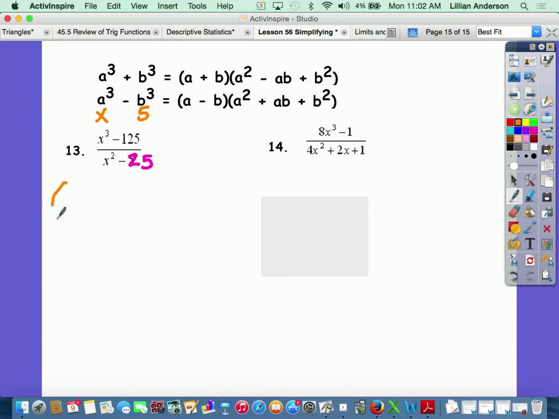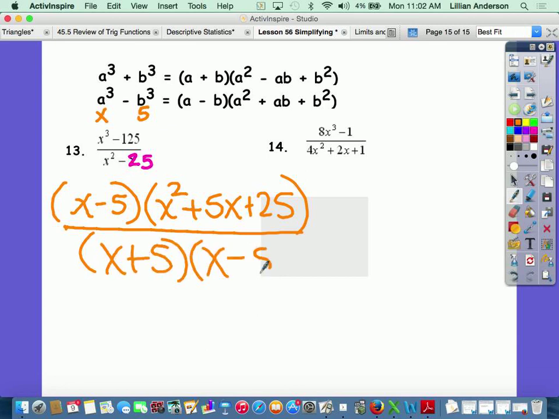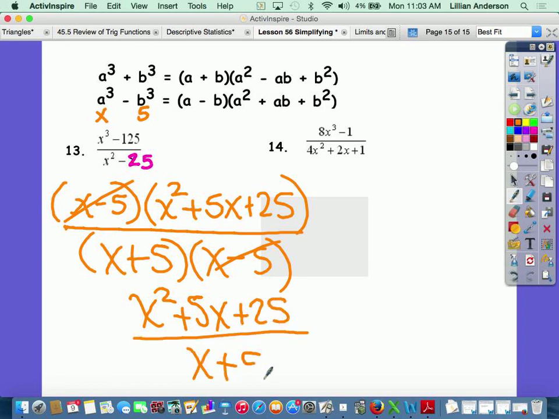Okay? So the top is going to be x minus 5 times x squared plus 5x plus 25. Because all you do is multiply a and b together, so that's how you get 5x, and then square b, that's how you get 25. All of that is over the bottom, okay? The bottom is a perfect square. X plus 5, x minus 5, and the x minus 5 is canceled. So then I'm just left with x squared plus 5x plus 25 over x plus 5.